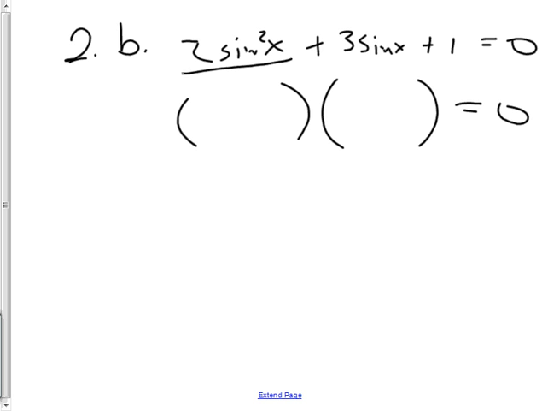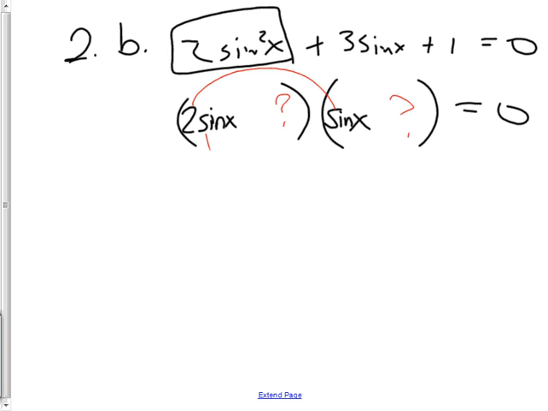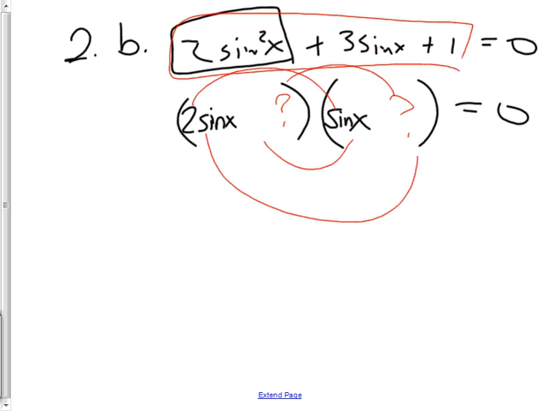How do I make a 2 sine squared x? I have a 2 sine x and a sine x. You get how when I multiply those together, I'll get 2 sine squared x. And then I just have to figure out what numbers go here and here so that when I do first, outside, inside, last on it, it'll equal this.